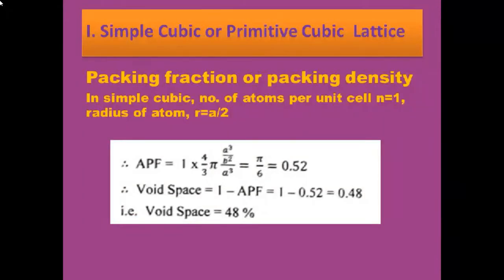Packing fraction or packing density in simple cubic: number of atoms per unit cell n is equal to 1. Radius of the atom R is equal to A by 2. Therefore, APF is equal to 1 into 4 by 3 pi A cube upon 8 divided by A cube, is equal to pi by 6, is equal to 0.52. Therefore, void space is equal to 1 minus APF, is equal to 1 minus 0.52, is equal to 0.48. This number is very important. Void space is equal to 48%, whereas APF is equal to 52%.